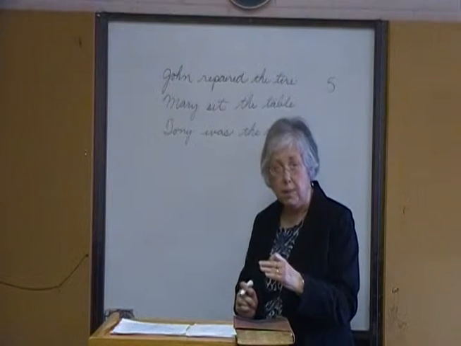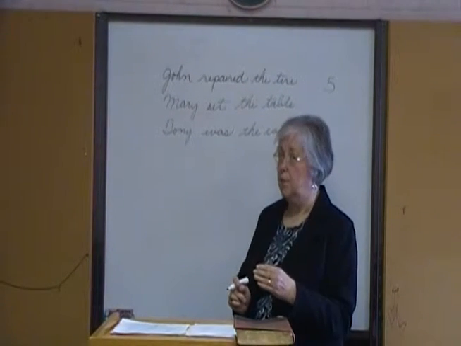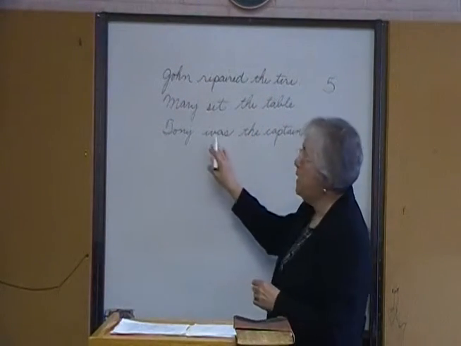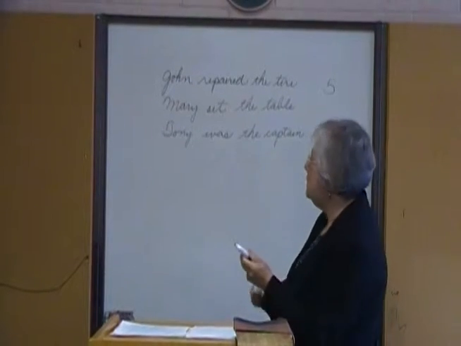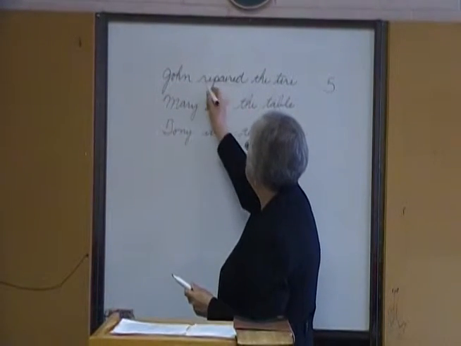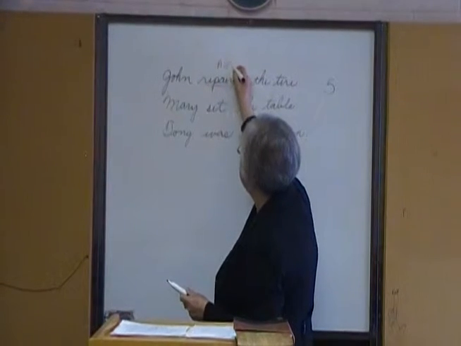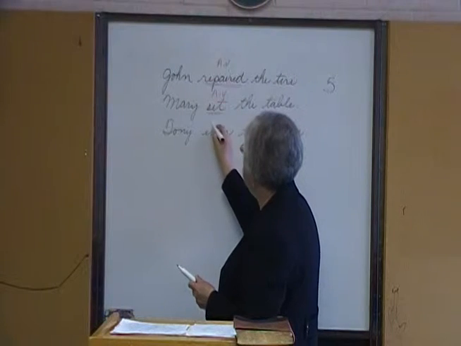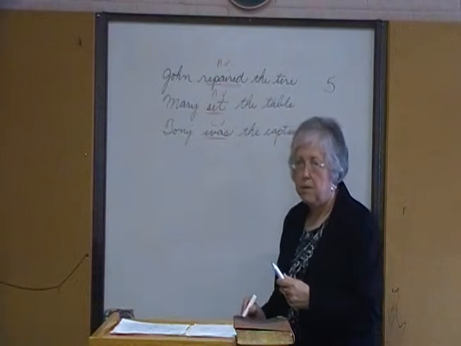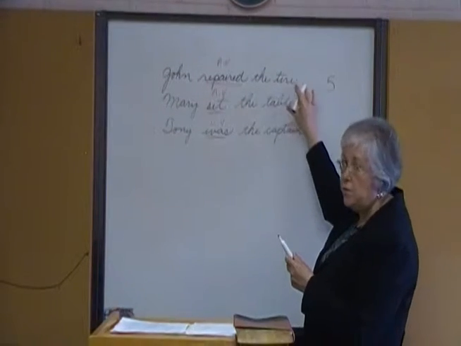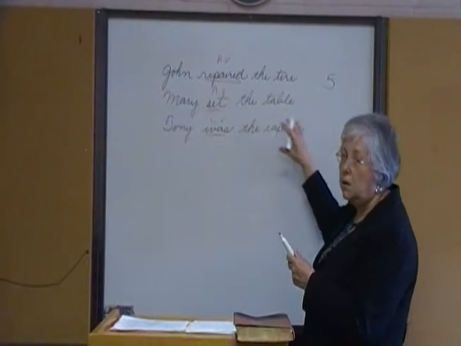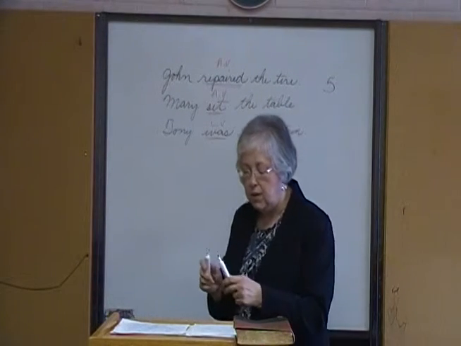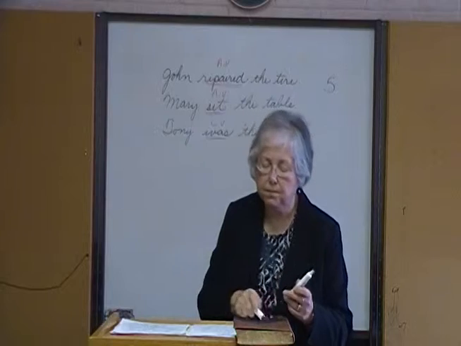Now, the type of complement will depend upon the type of verb. We have our action verbs. We have our linking verbs. Let's just label those. Action verb, action verb, linking verb. The kind of complement that follows the action verb, that follows the linking verb, will depend on what that verb is. So we're going to take a look at the 5 complements.